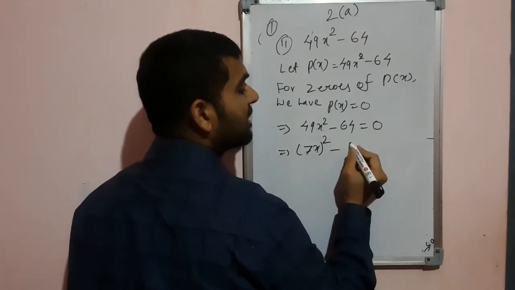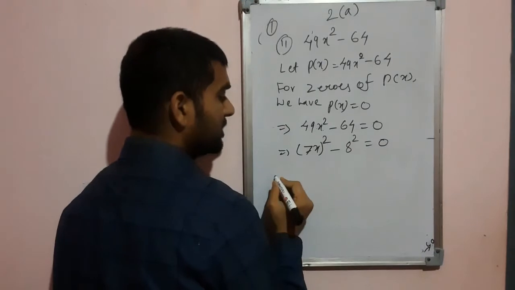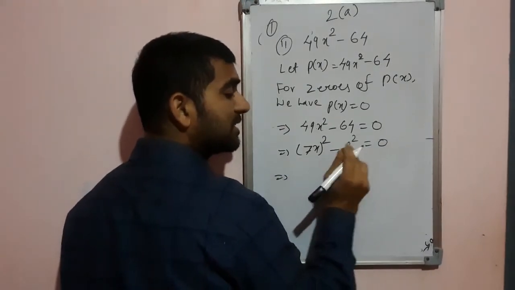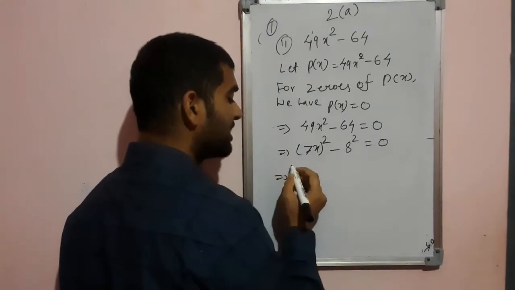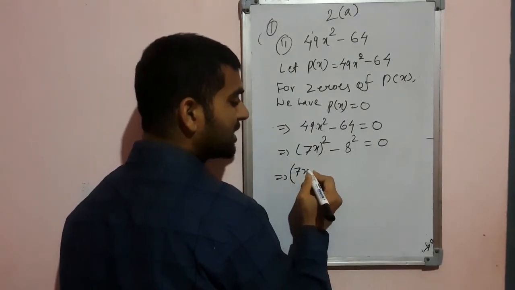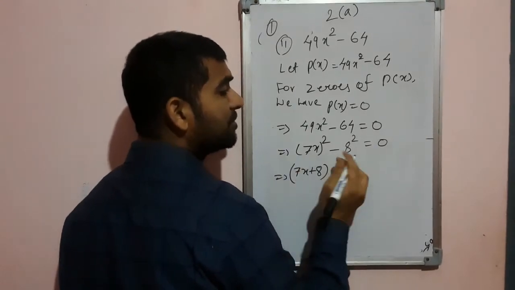Minus 64, so we can write 8 square equal to 0. See now what we can write? 7x square minus 8 square means what? A square minus b square. What is the formula? A plus b means what? 7x plus 8. Next, a minus b.